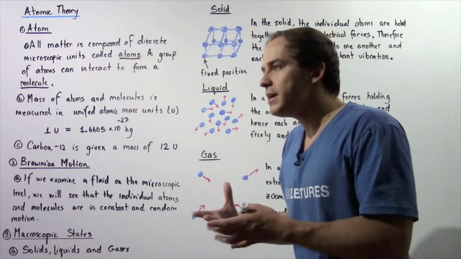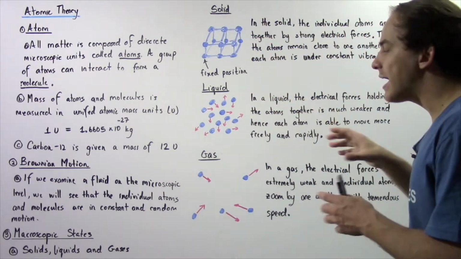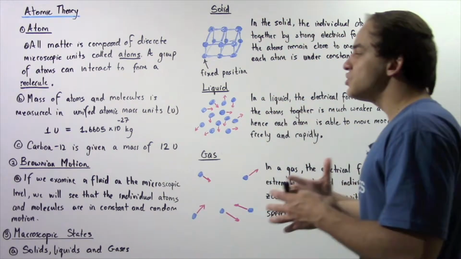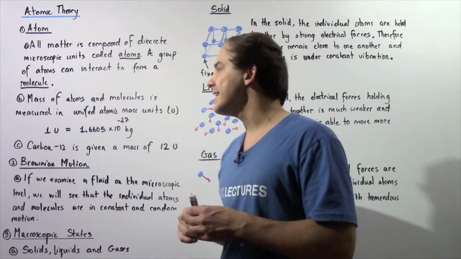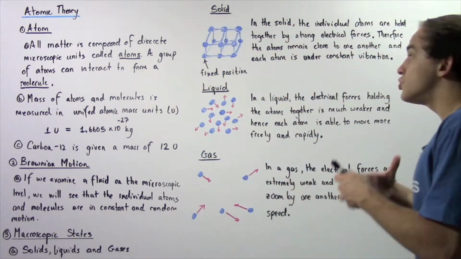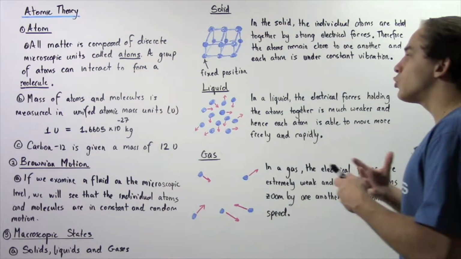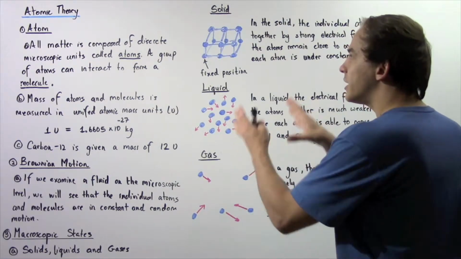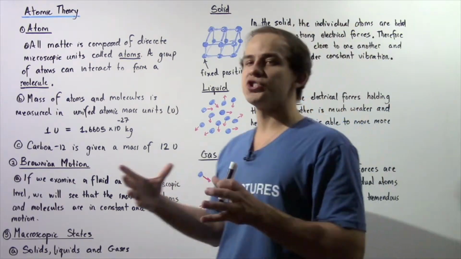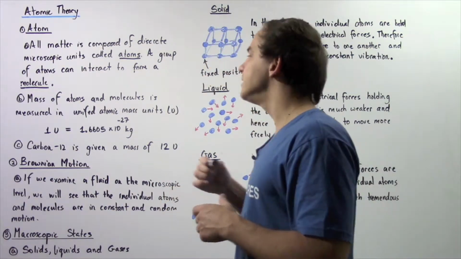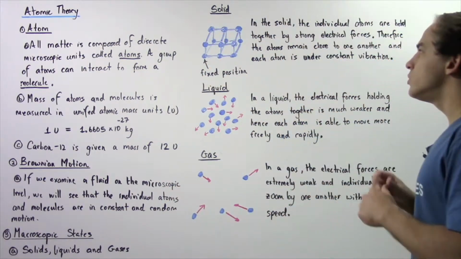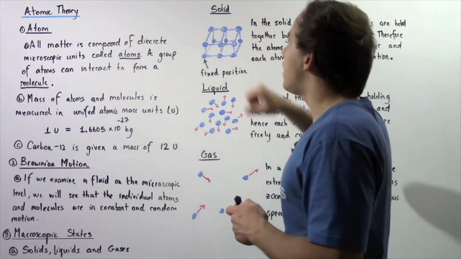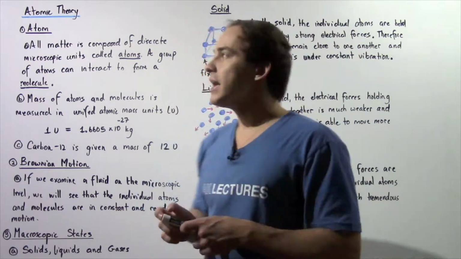Now, generally speaking, each one of these macroscopic states has its own properties, as we'll see in just a moment. And these general properties are a direct result of the way the individual atoms and molecules interact with one another on the microscopic level. So let's begin our examination by looking at solids.